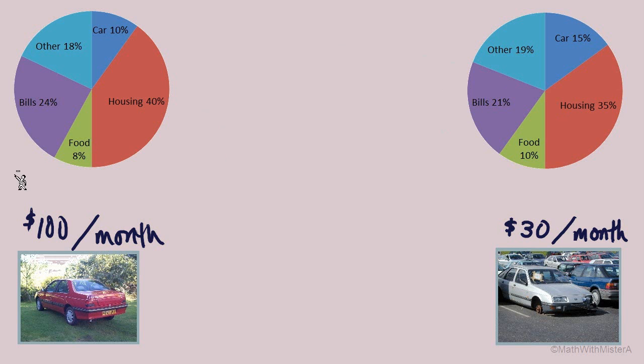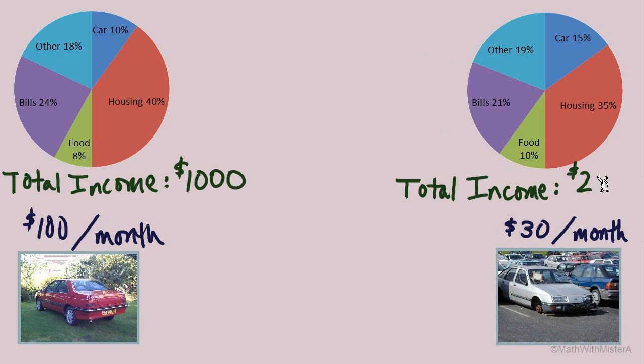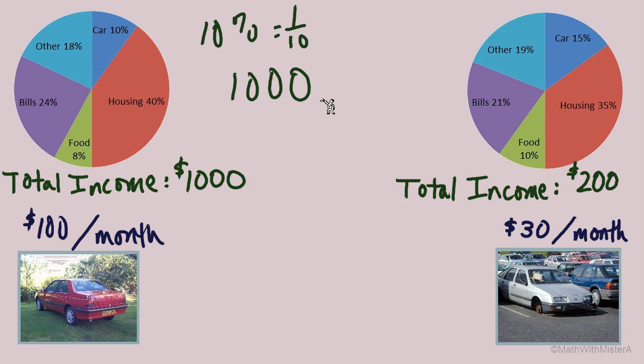What we don't know is that this person's total income is $1,000 per month, and this person's total income is only $200 per month. These two quantities are the reference values for these two pie charts. And now we can calculate on this side 10% of 1,000. So 10% is 1/10. And dividing by 10 we know is really just about moving a decimal point. So from 1,000 to 100. And there's our $100 per month.